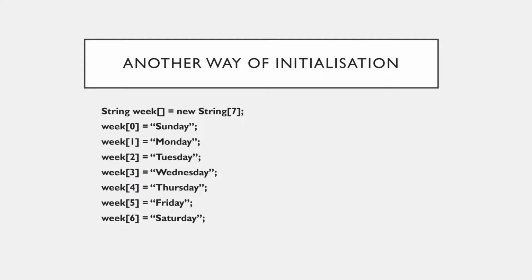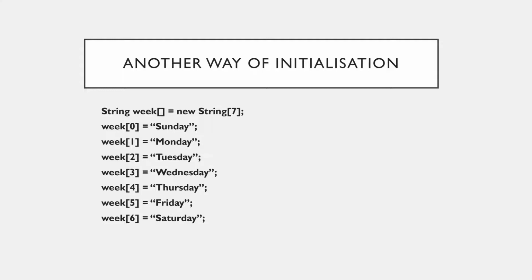This is another way of initialization. Here we are first declaring the array and then individually assigning each element inside the array. So here we are declaring an array in the first statement of string data type week of length 7. So you can say it stores 7 days of a week. Now we specify the index number in the following statements within the square brackets preceded by the array name.